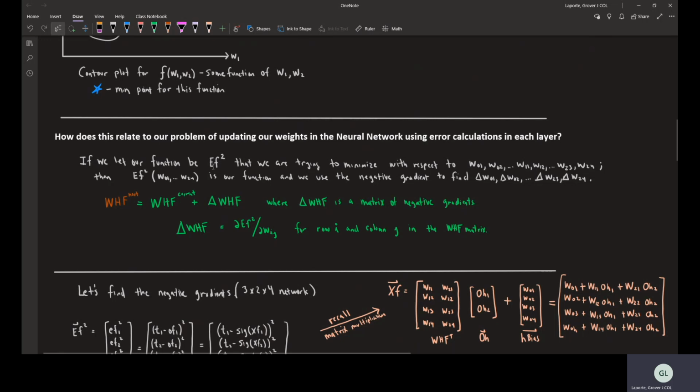In other words, I don't want it to be a big negative number. I want to minimize it by making it as close to 0 as possible. And so that's why we squared this term. But basically, these EF squared functions are functions of W01, W02, W11, W12, W23, and so on and so forth.